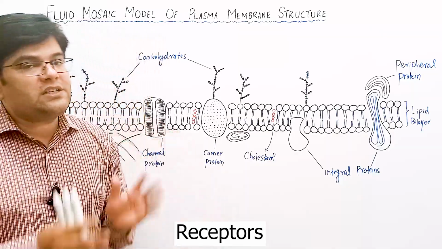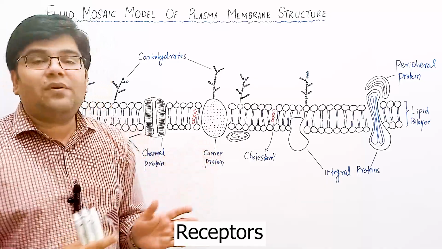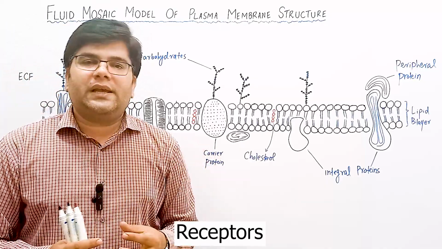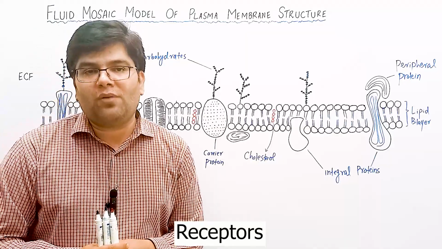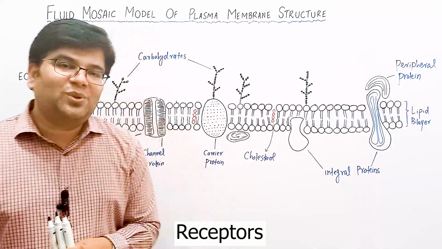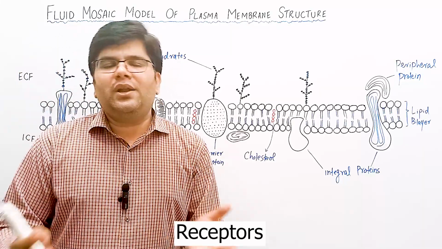Different cells vary and are specific in terms of receptors which they have. For example, thyroid follicular cells are the only cells in our body which have receptors for thyroid stimulating hormone. So this is why they are the only cells which respond to TSH hormone, and no other cell in our body responds to TSH.